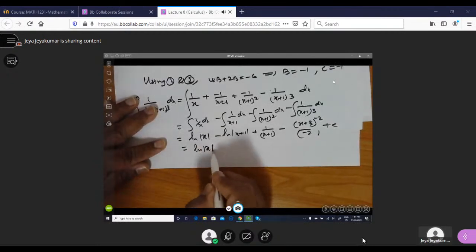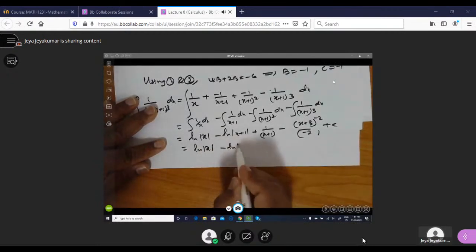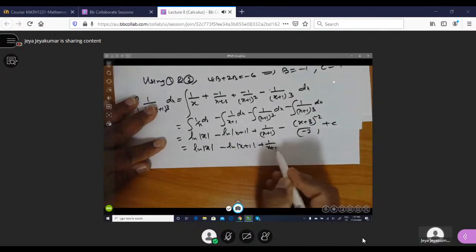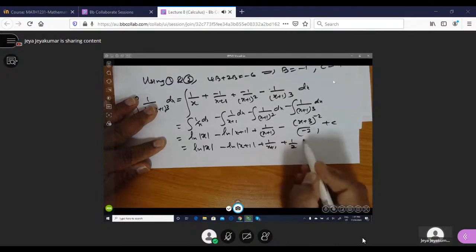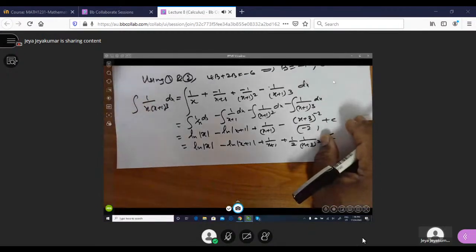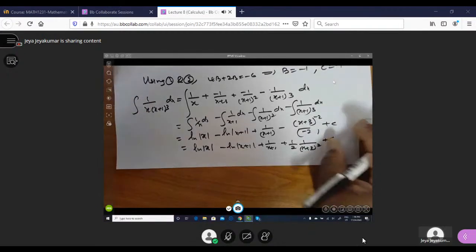Log absolute value of x, minus log x plus 1, plus 1 over x plus 1, plus half over x plus 3 squared, plus c. So that gives you the answer there. Okay, so that's how you find A, B, C.